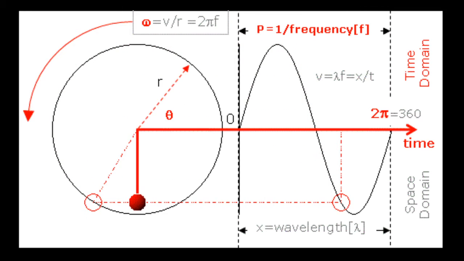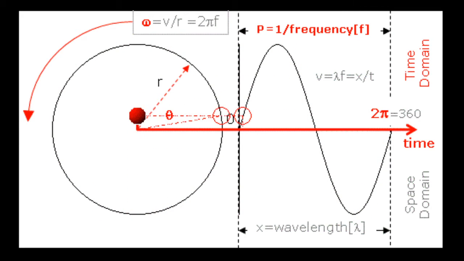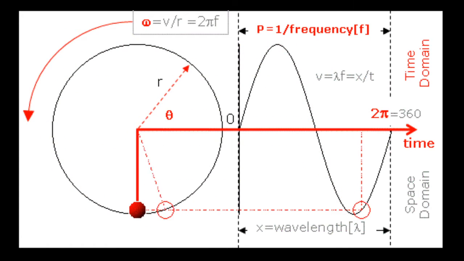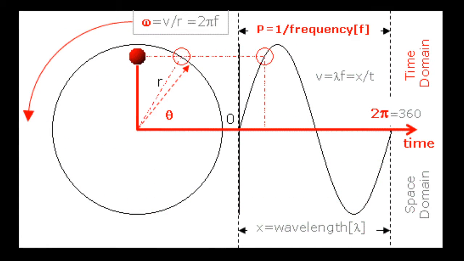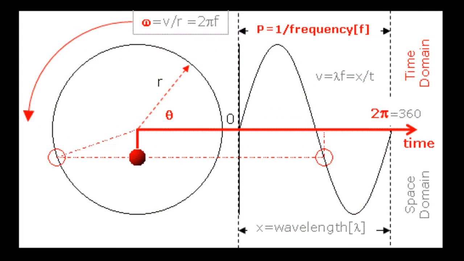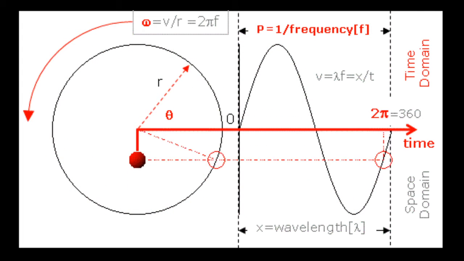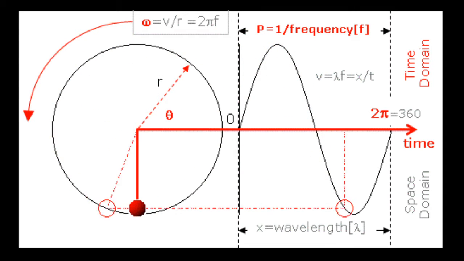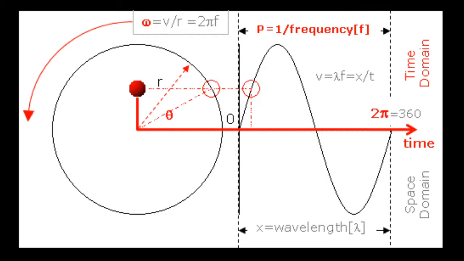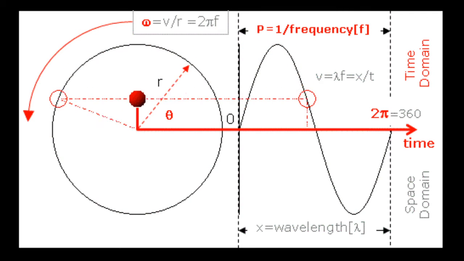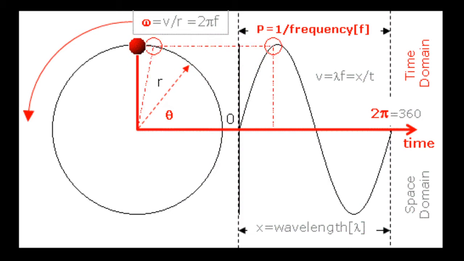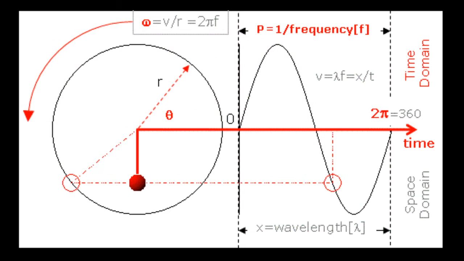Hey guys, welcome back. In the last video, we started talking about oscillations, and we looked at this GIF in the top right portion of the graph, where it was the time domain, and we looked at a mass on a spring oscillating back and forth, and how we could represent that, as well as a pendulum. In this video, we're going to start talking about the space domain, and then we're going to combine the two.